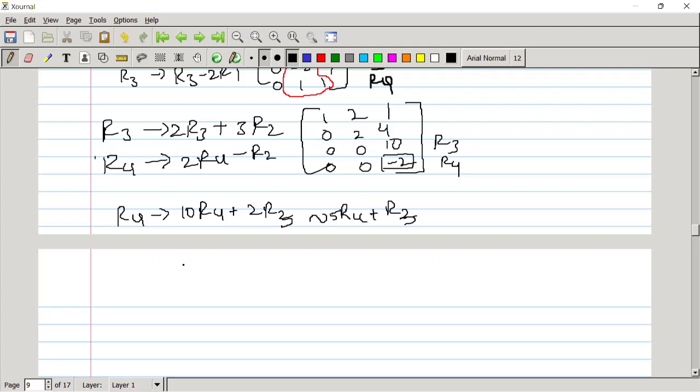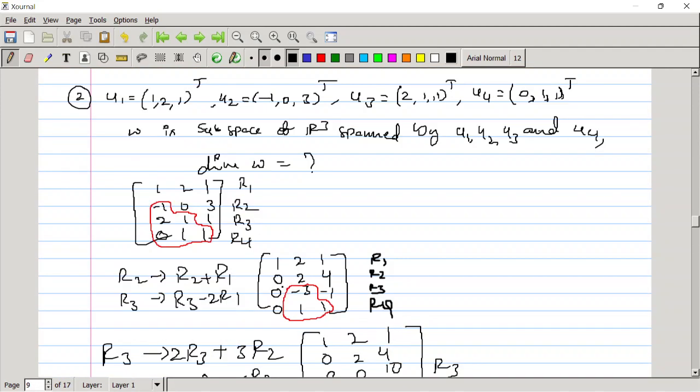We can do any row operation here, we will get the same matrix. It will become, sorry, let me write it there only. It will become 1 2 1, 0 2 4, 0 0 10, 0 0 0. So from this we can see the rank of this matrix is 3.